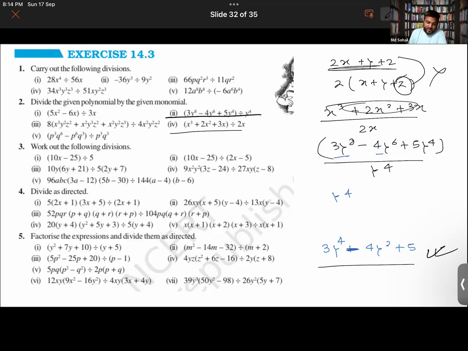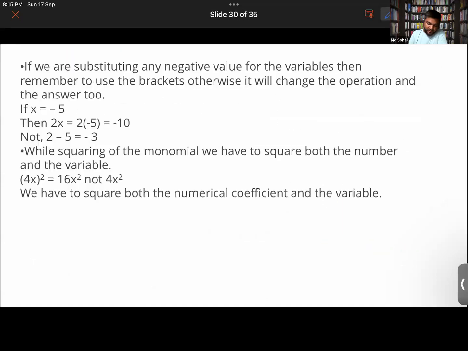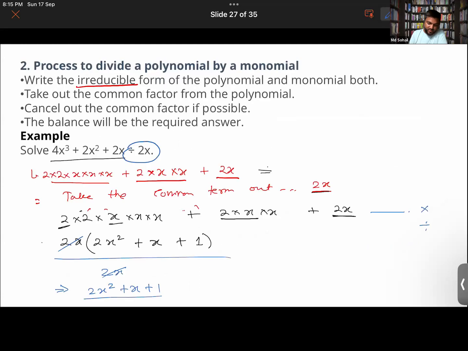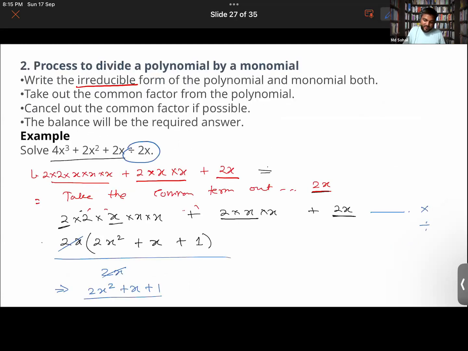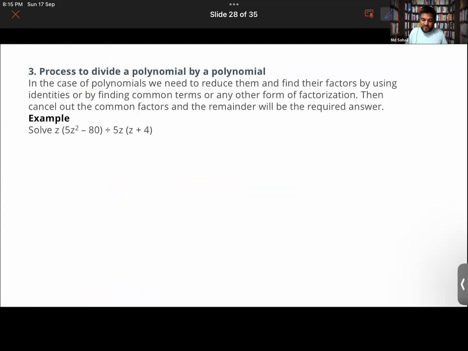Okay, now question number 3, work out the divisions. That one is also very simple. You guys can solve it. Yes, sir. Okay, now back to what we were discussing moments ago. We were talking about how to divide a polynomial by a monomial, that we just discussed, and solved a few questions on them also.